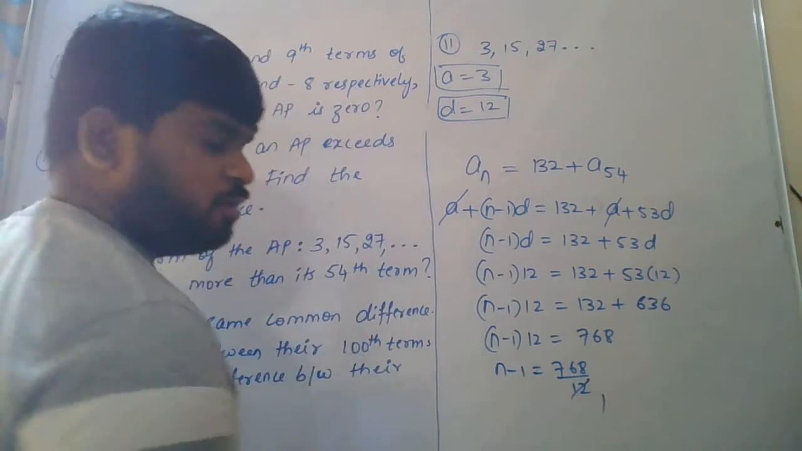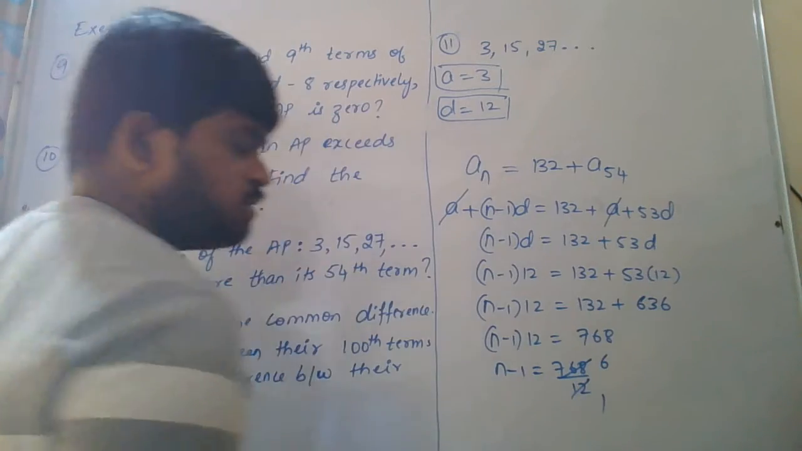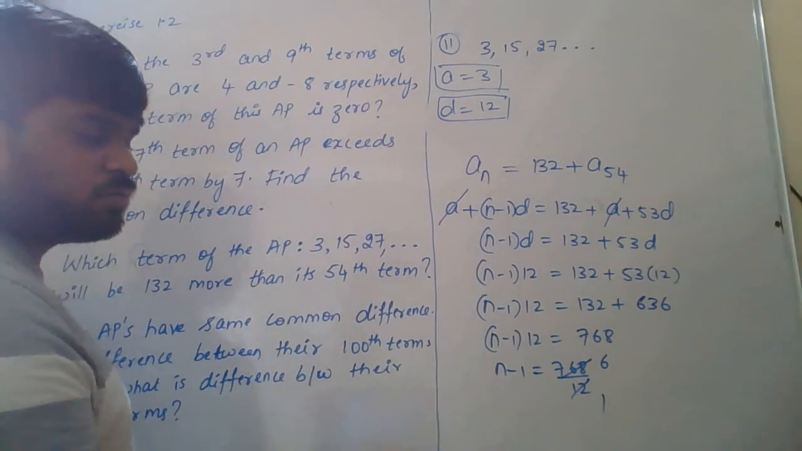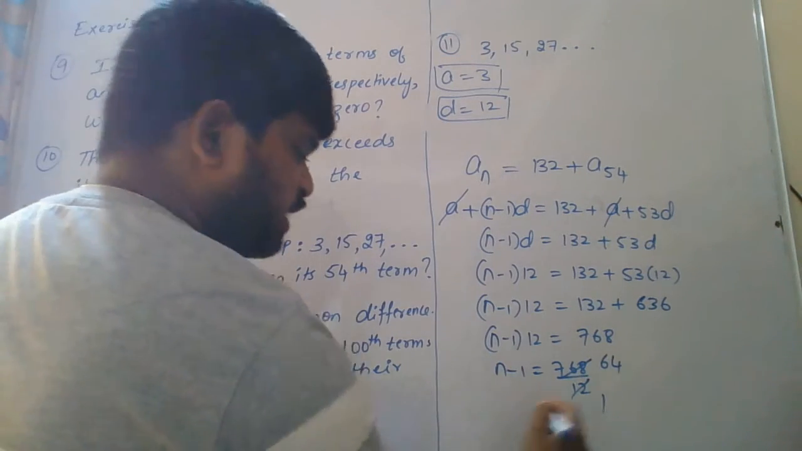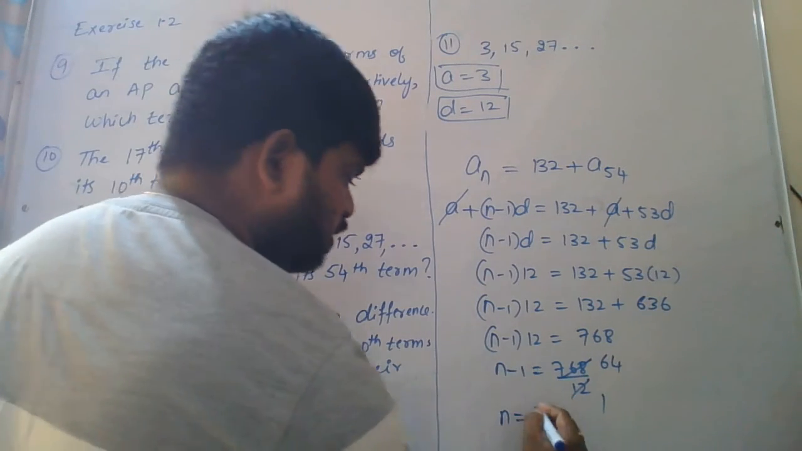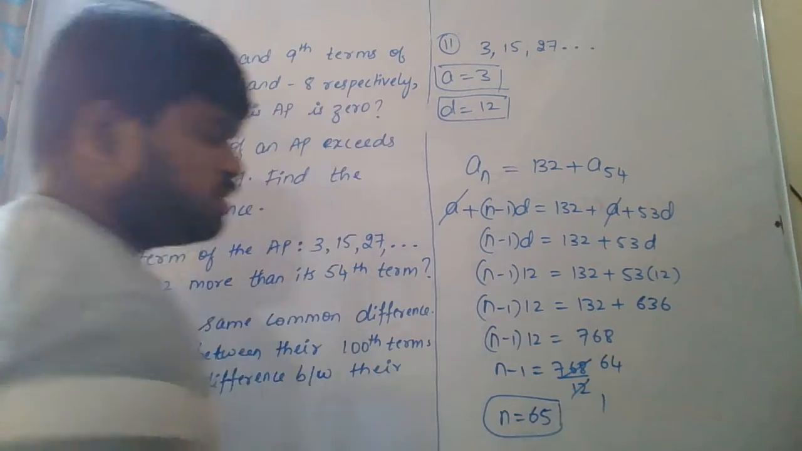12 ones are 12. 12 sixes are 72. 4 carry, it becomes 48. 12 fours are 48. So 64. Send this minus 1 to the other side. It will become 64 plus 1. That is 65. N value is 65.